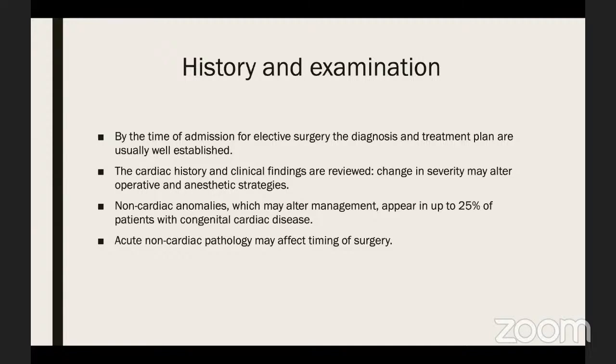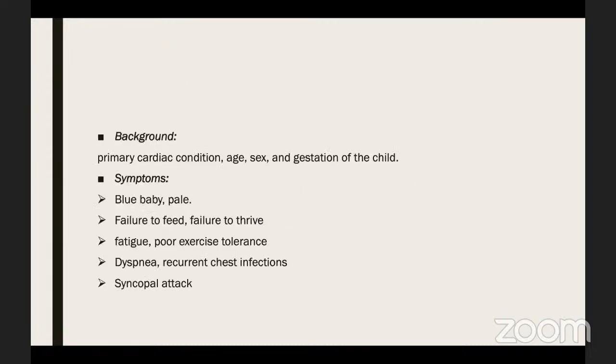Other non-cardiac anomalies should be addressed because they may alter the management, and these anomalies appear in up to a quarter of patients with congenital heart disease. Also, acute non-cardiac pathology that might affect the timing of the surgery should be addressed and reviewed. As a background in the history and physical examination, we should have the primary cardiac condition, the age of the patient, sex, and gestational age of the child.